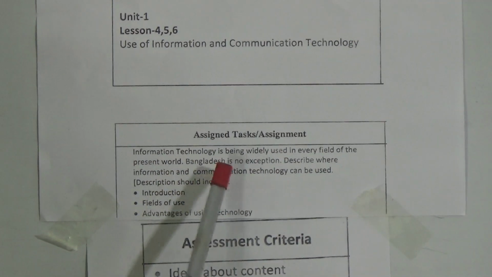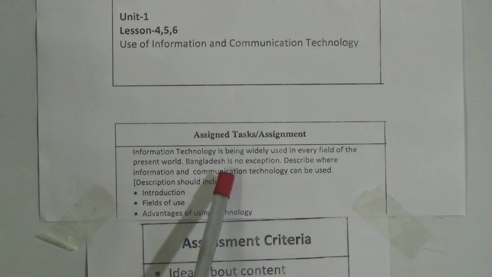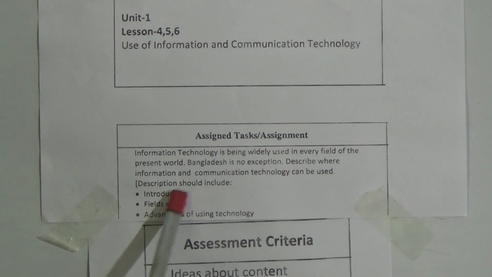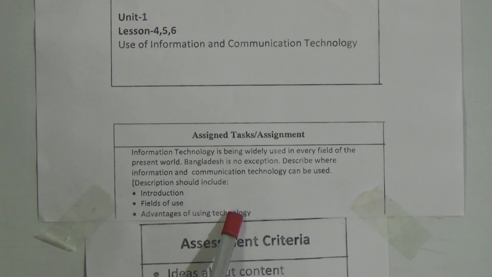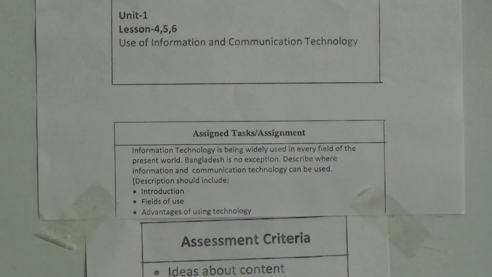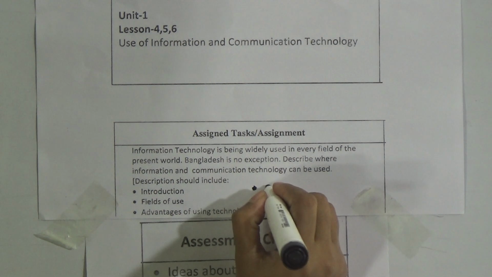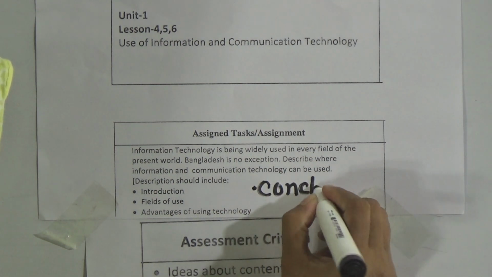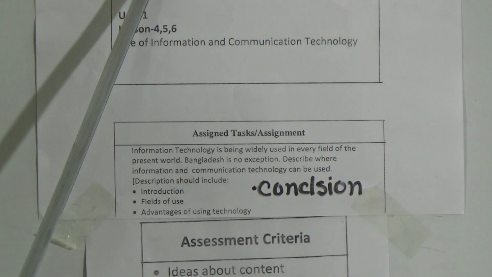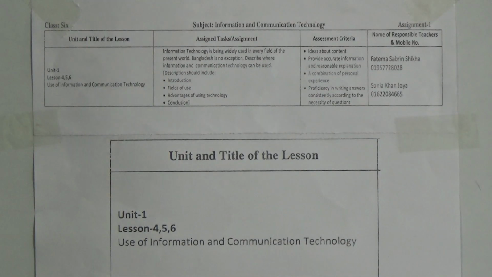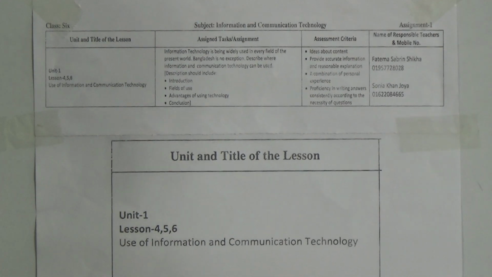Information technology is being widely used in every field of the present world. Bangladesh is no exception. Describe where information and communication technology can be used. Description should include introduction, fields of use, advantages of using technology, and there must be a conclusion. Here I am writing, there must be a conclusion. That means the last one is conclusion. It means you have to give introduction, fields of use, advantages of using technology, and conclusion.